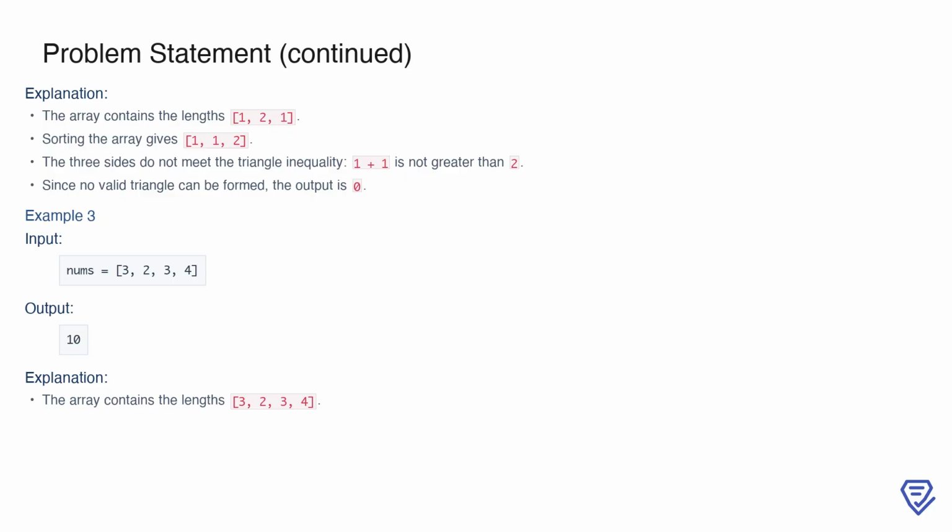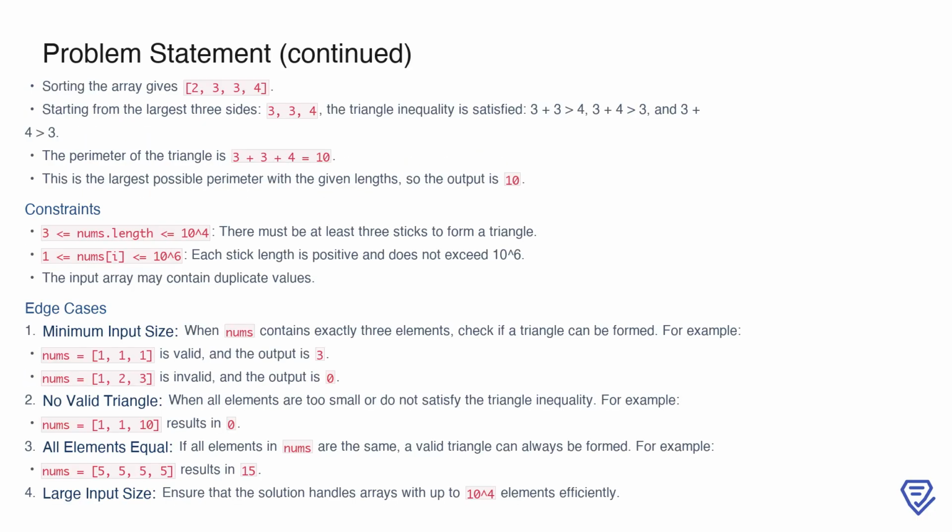Now, let's analyze a more complex example where we have more lengths in the input array. In the example nums equals 3, 2, 3, 4, we first sort the array to get 2, 3, 3, 4. To find the largest perimeter, we start with the 3 largest sides, 3, 3, and 4. Checking the triangle inequality, we see that 3 plus 3 greater than 4, 3 plus 4 greater than 3, and 3 plus 4 greater than 3, so these lengths can form a valid triangle. The perimeter of this triangle is 3 plus 3 plus 4, which equals 10. This is the largest possible perimeter with the given lengths, so the output is 10.